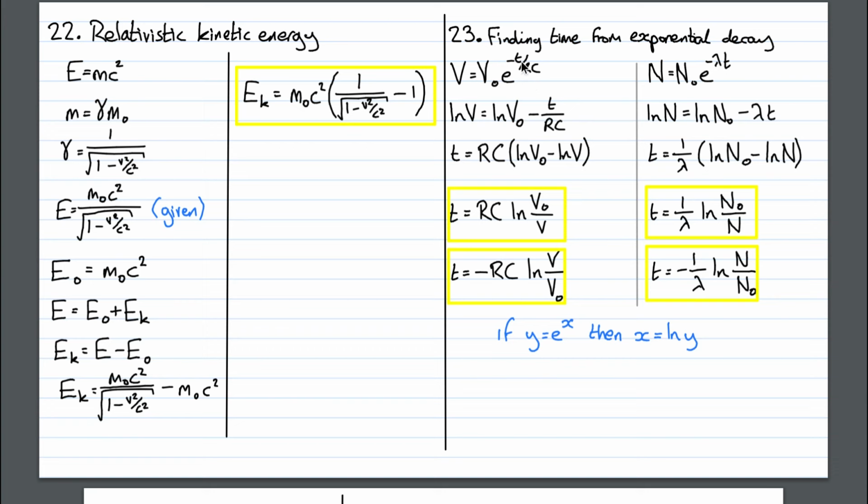You can split this up, and then where you've got e to the minus t over rc, that's going to be minus t over rc, because natural log and e are inverse functions. That's what it says down here in blue. So then you've got this expression here. You can rearrange it to get t as the subject easily enough like that.